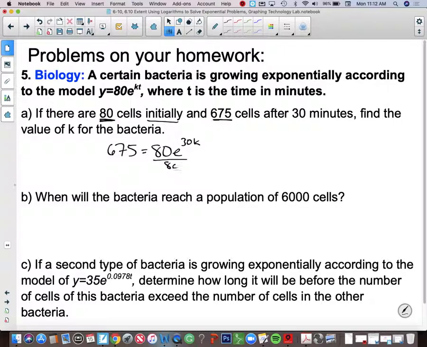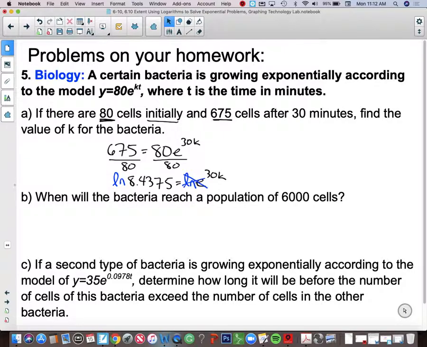So let's divide by 80, because remember we need to get the e by itself. So 675 divided by 80 is 8.4375 equals e to the 30k. So now we have that number e there. Remember, we have to get rid of that because we want that exponent out of it. So in order to get rid of e, we have to take the natural log of both sides. That'll let me cancel that e out, and we're left with 30k.